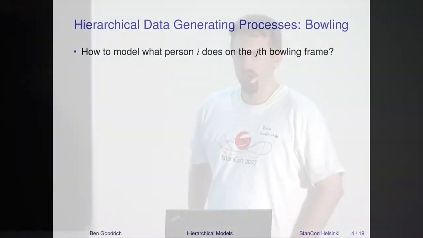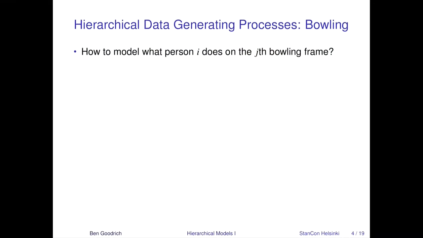All right. So to get started, we want to think about some hierarchical data generating processes. Here you can assume the parameters are known, but think about data that might be generated in one or two or three or four steps. One of the examples I like to use with students is to think about modeling bowling. So how many pins does person i knock down in two rolls of a frame of bowling? How might we think about a model for something like that?